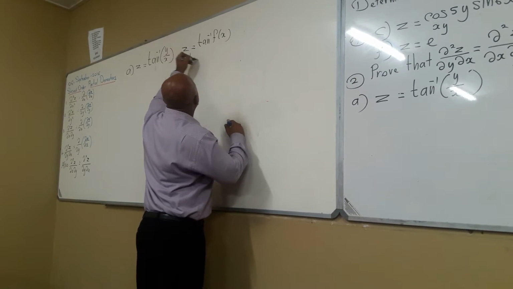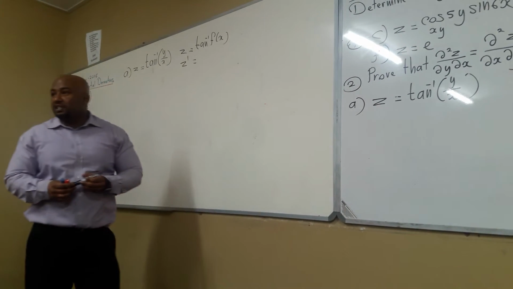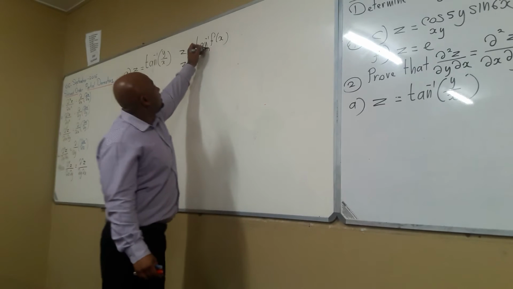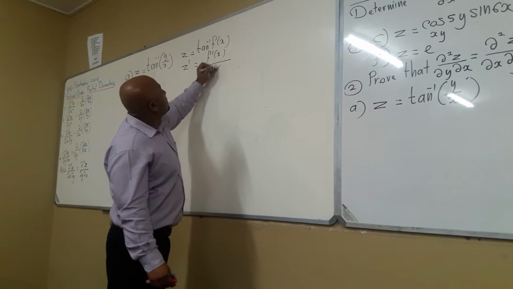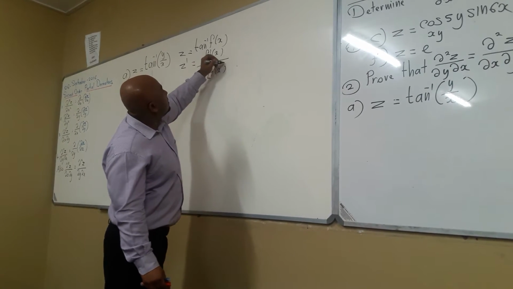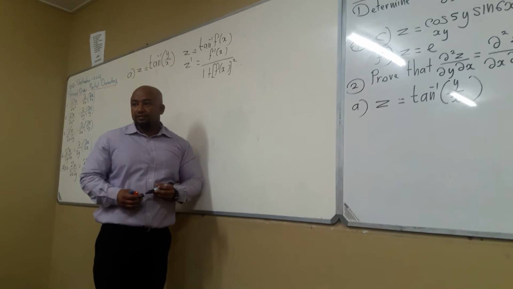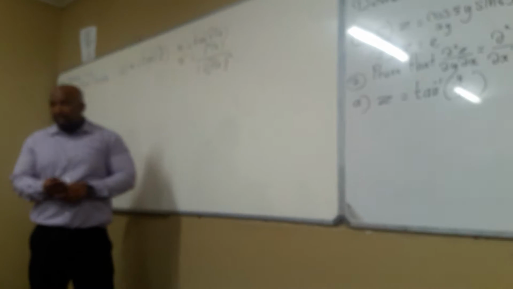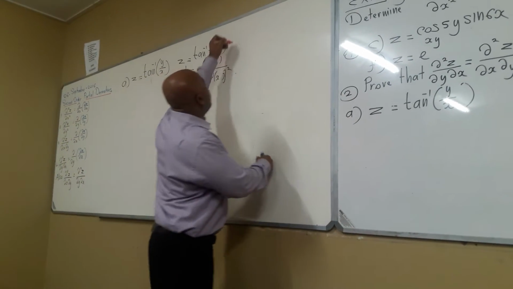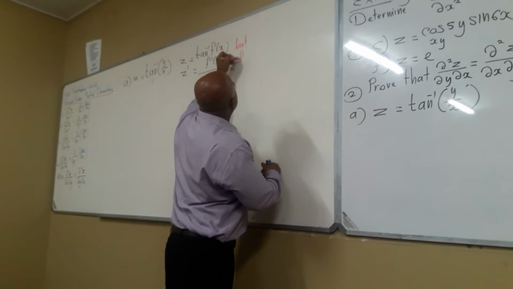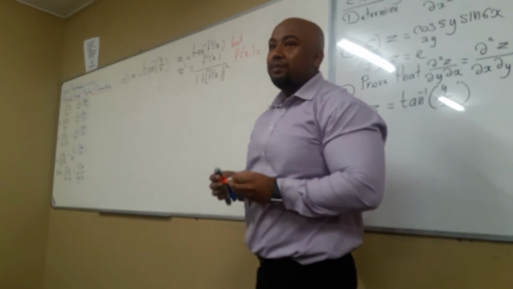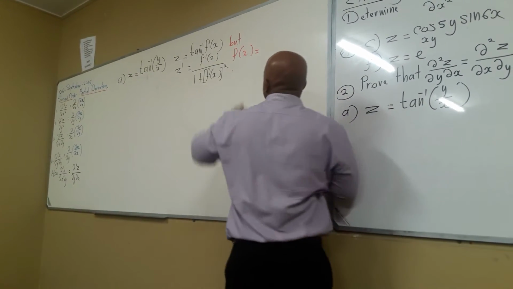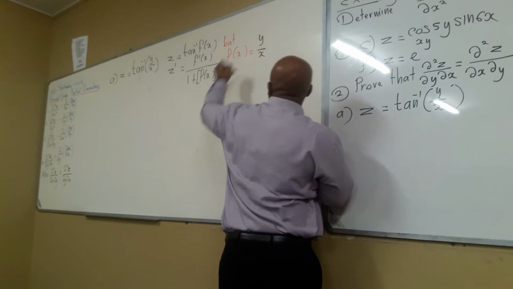So the derivative of inverse tan will be f prime x all over 1 plus f of x all squared. But what is f of x? F of x is, what is f of x in our example? F of x is y over x.